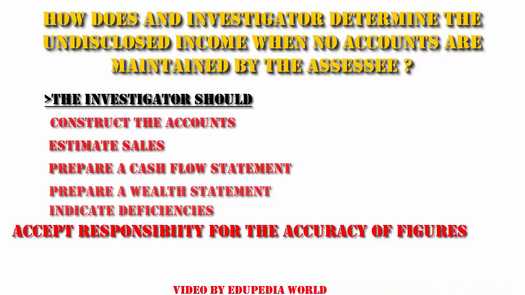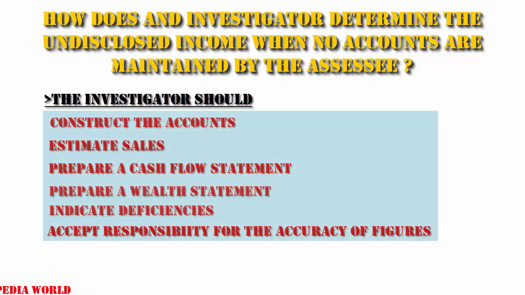If no accounts are being maintained by the company and the investigator needs to determine the undisclosed income: number one, construction of the accounts. Number two, estimation of the sales. Number three, preparation of the cash flow statement. Number four, preparation of a wealth statement. Number five, indication of the deficiencies. And finally, number six, accepting the responsibility for the accuracy of figures. While applying all these things, you'll be able to determine the undisclosed income if no accounts are being maintained by the assessee.